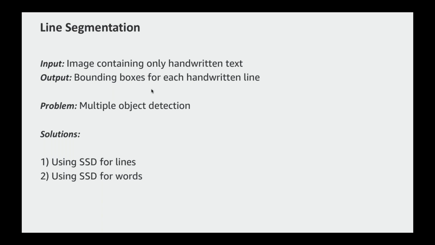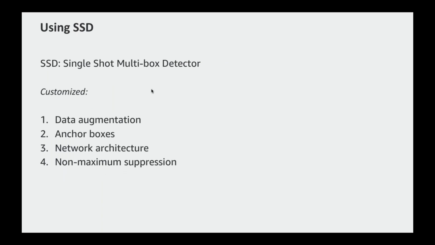And here we tried two approaches. The first one was using SSD, the single shot multi-box detector. The M is missing from the name, but that's how it's called. And the second was using SSD for words directly.